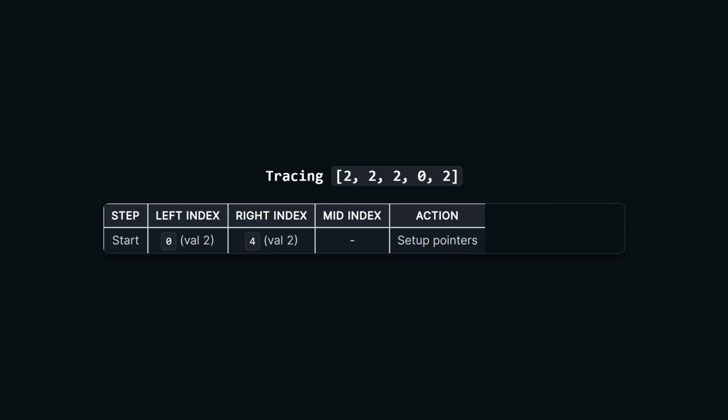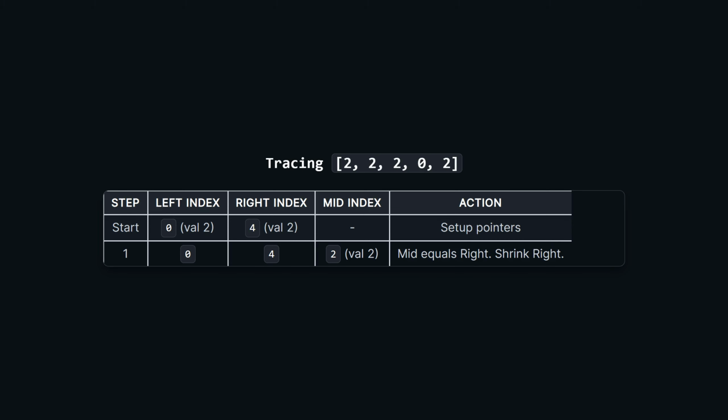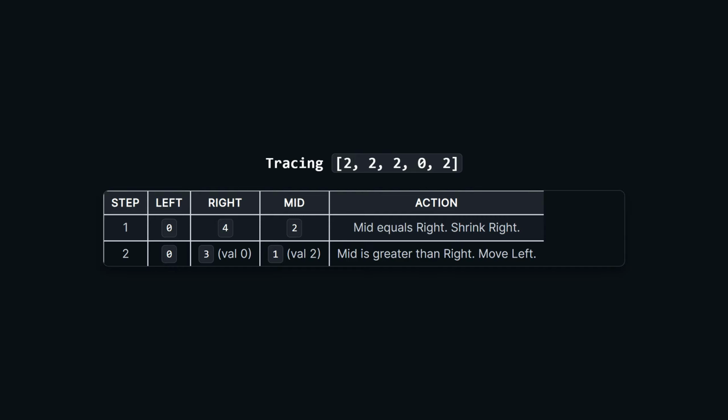We start with our left index at 0, looking at a 2, and our right index at 4, also looking at a 2. For our first loop, the middle is index 2, which is also a 2. Since the middle equals the right, we trigger our trick and shrink the right index down to 3. On the next loop, our middle is now index 1, which is a 2. Our right is now looking at the 0. Since 2 is greater than 0, we move our left pointer past the middle to index 2.